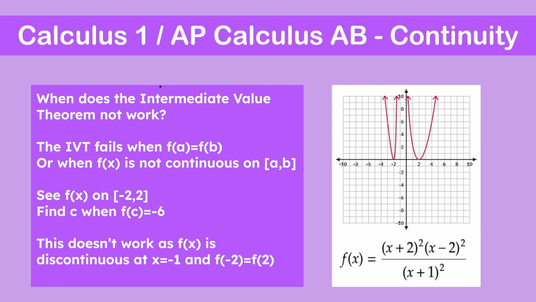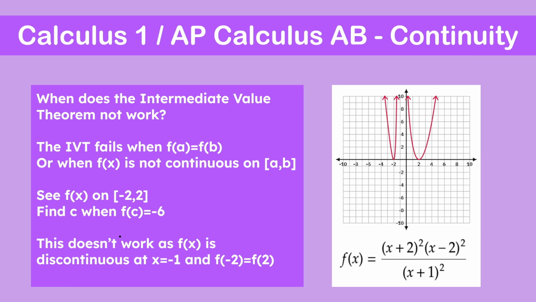So now let's look at some cases where the intermediate value theorem does not work. The intermediate value theorem fails when f of a equals f of b, or when f of x is not continuous on [a, b]. So let's see the function f of x, which is (x plus 2) squared times (x minus 2) squared divided by (x plus 1) squared on the interval -2 to 2. So this interval over here. We need to find c when f of c is equal to -6. So it's somewhere over here we're trying to see if it equals -6.